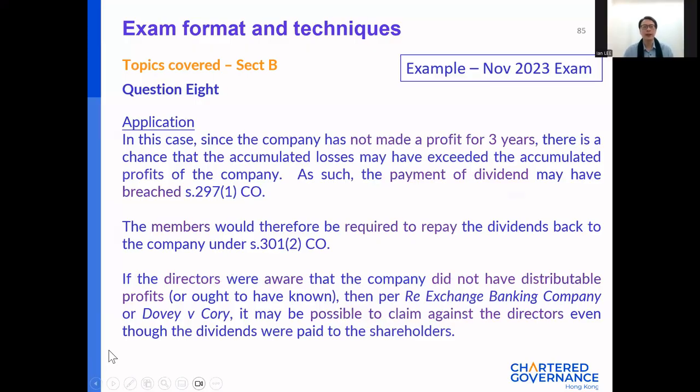Okay, application. In this case, since the company has not made a profit for 3 years, there is a chance that the accumulated loss may exceed the accumulated profits of the company. It's not certain because I cannot see the financial statement, but at least based on the limited information, there is a chance. In that case, the payment of dividend may have breached Section 297(1). It may not have been from distributable profits.